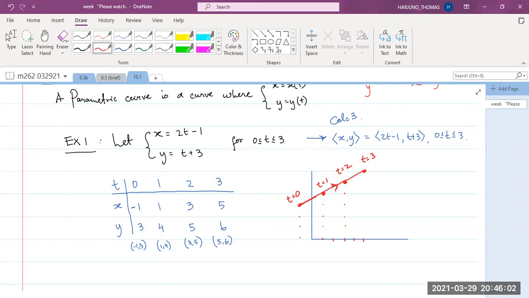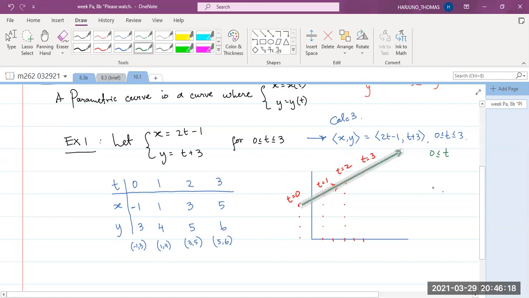Okay, now suppose I extend that further. Let's say as long as t is greater than or equal to 0, then it will give us basically a ray from here that goes indefinitely far, right? If there's no restriction on t, then you will get a line that extends to the left and to the right.